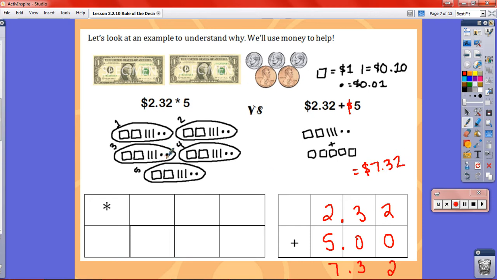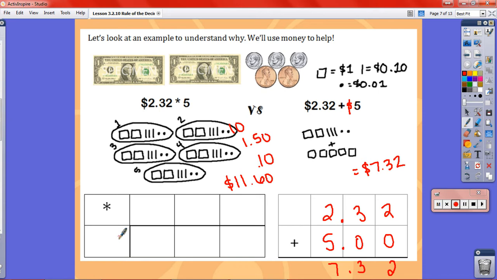Now for this one, I have 1, 2, 3, 4, 5, 6, 7, 8, 9, 10 cents. And then I have 10, 20, 30, 40, 50, 60, 70, 80, 90, $1. 1, 2, 3, 4, 5, $1.50. And then I have 1, 2, 3, 4, 5, 6, 7, 8, 9, $10. So 10 and 1 makes 11. And 50 and 10 makes 60.